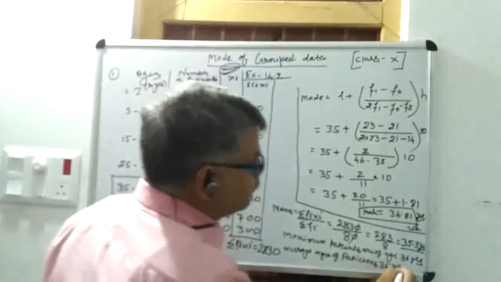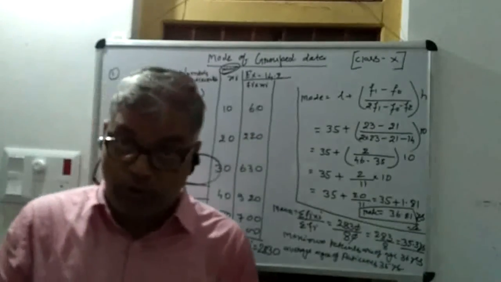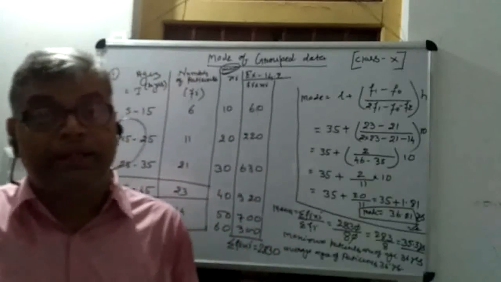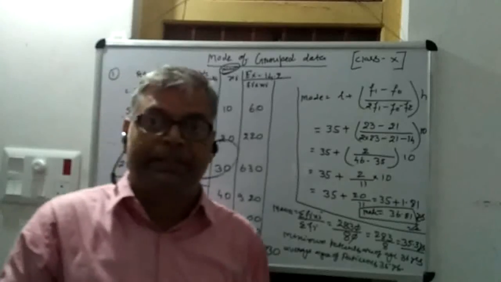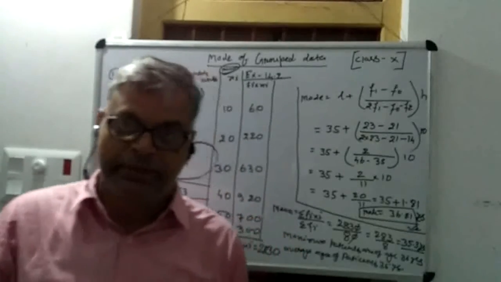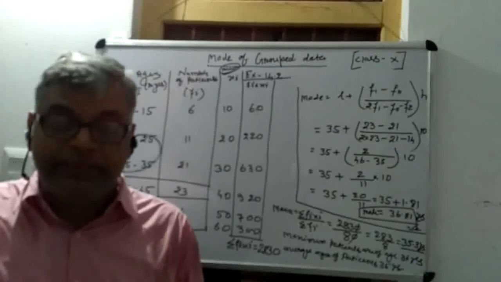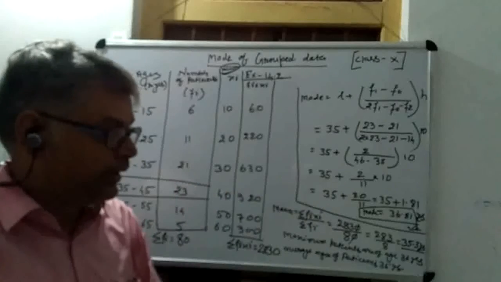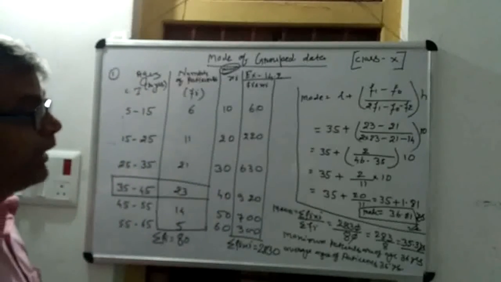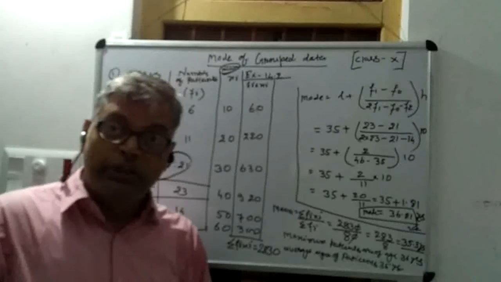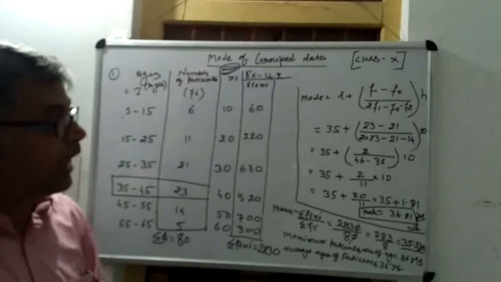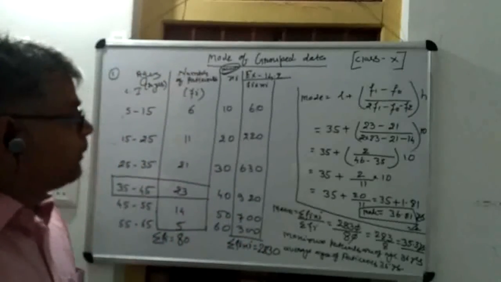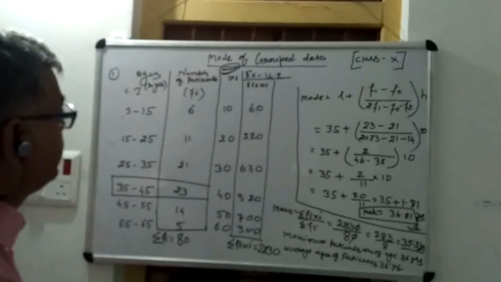So in this way mean and mode give different results. Mode gives the result that the maximum number of patients are of that age and mean gives the average age of patients admitted in the hospital, which is 35 years. So in this way, children, you need to calculate the mean and mode both of the data. So I think this question is completed.